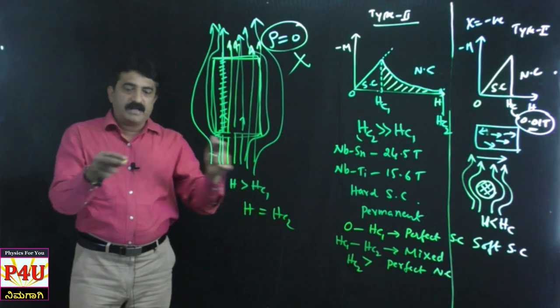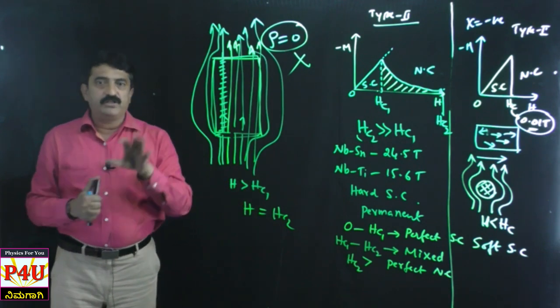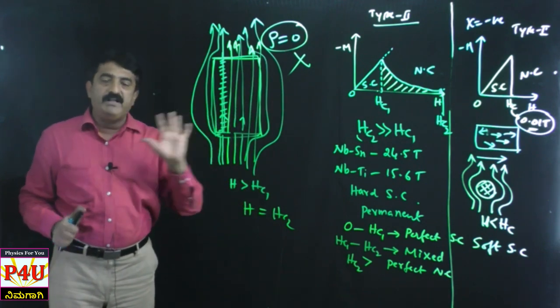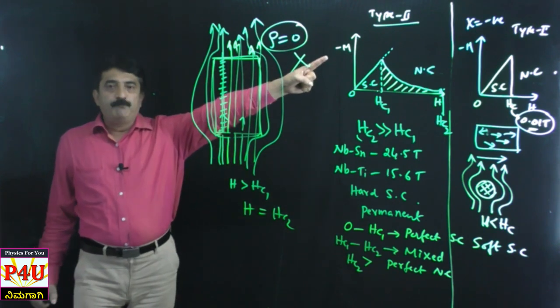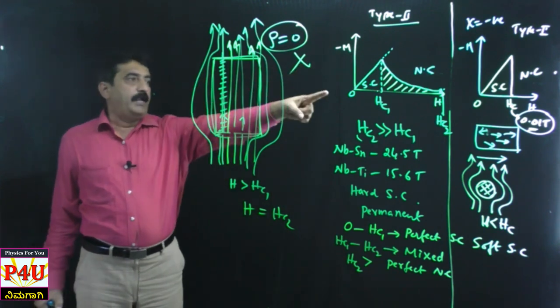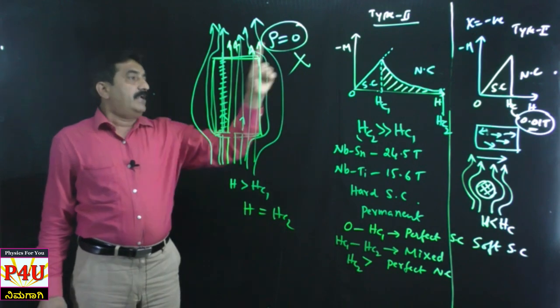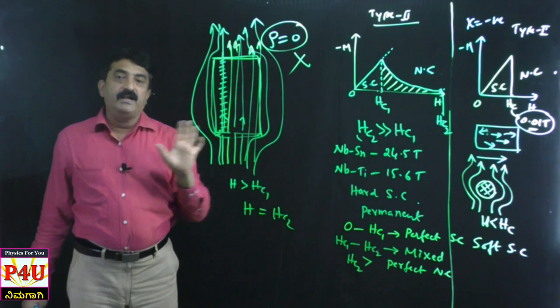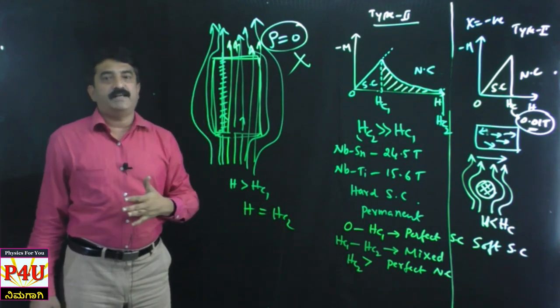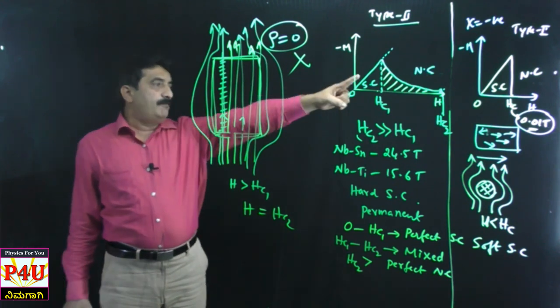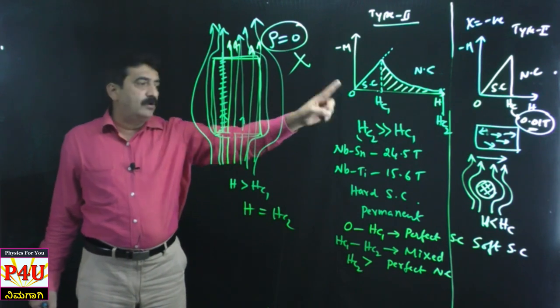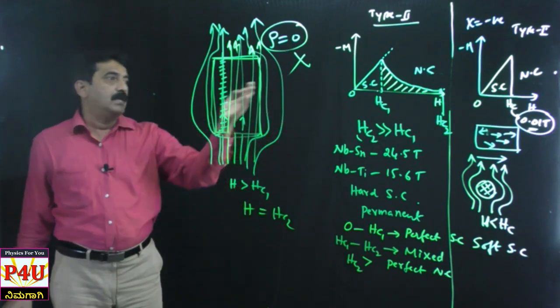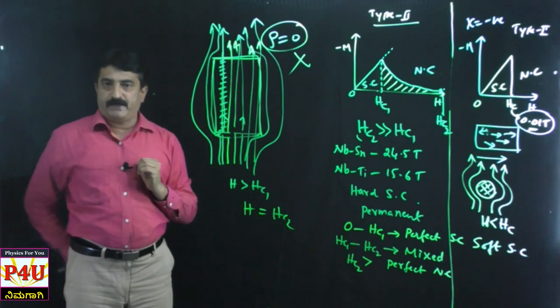Well, now let me summarize. This is a very important question. You can identify about 6 to 7 differences. Number 1, type 1 has only one critical field, type 2 has two critical fields. In type 1, HC is very small; in type 2, HC2 is very high, about 1000 to 10,000 times higher in some cases. Type 1, because the critical field is very small, are called soft superconductors. Type 2 are called hard superconductors.